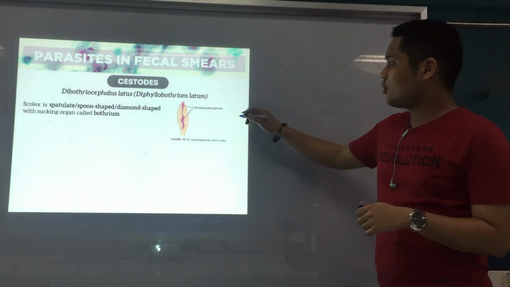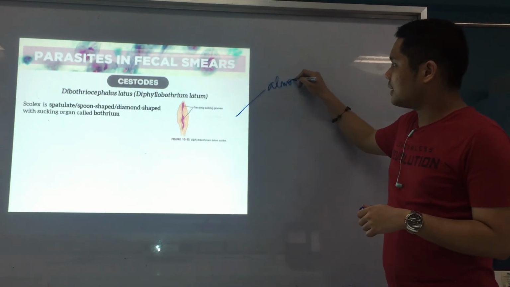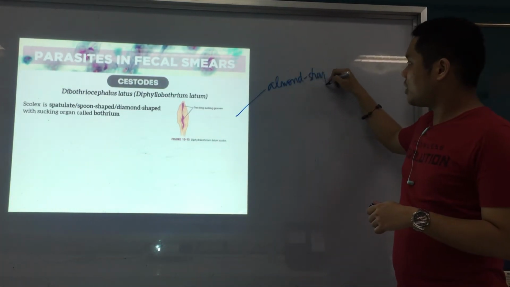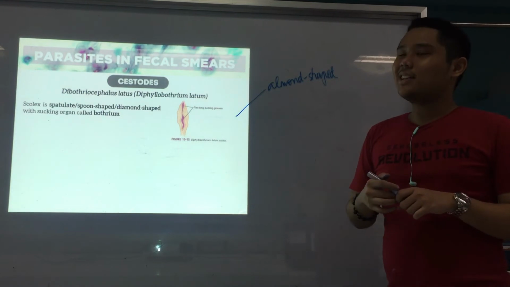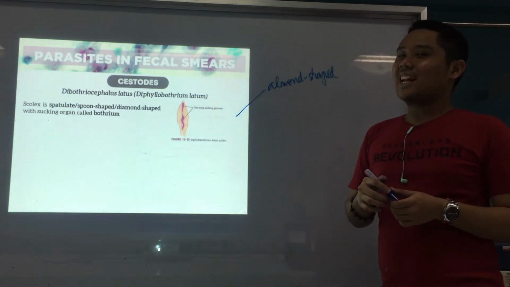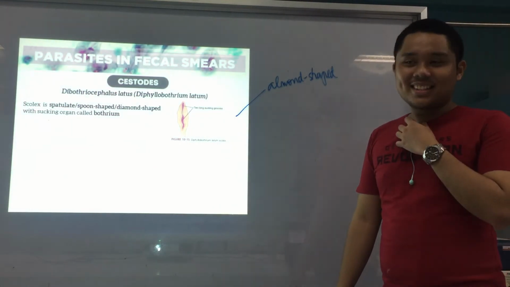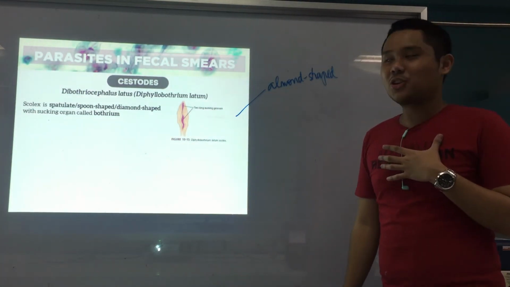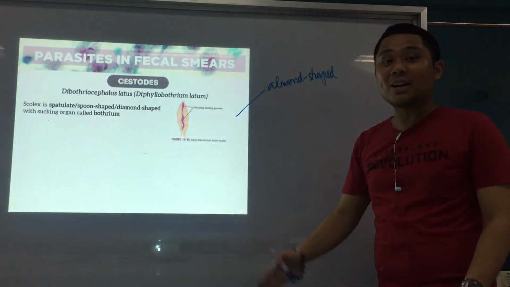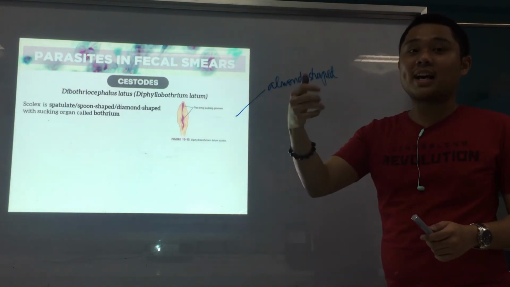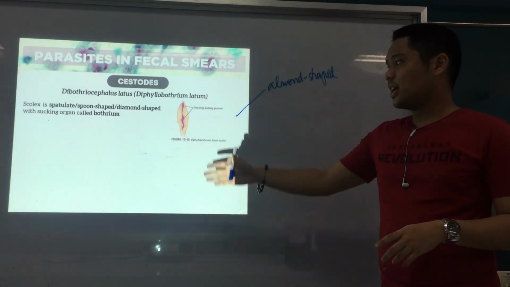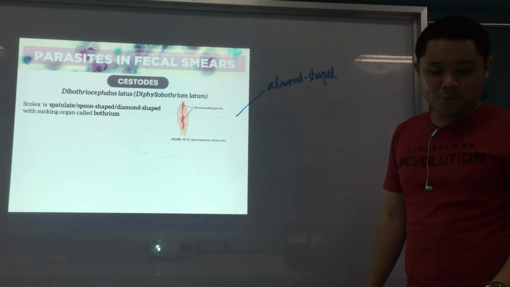And actually, it's also described as almond-shaped, if I'm not mistaken. It's shaped like an almond. Okay, but I can see a different picture. I won't mention it, because bad words. But I think you understand what I meant. Anyway, spatulate, meaning it looks like a spatula or a spoon. Diamond shape. So it's really different from your normal tapeworm.